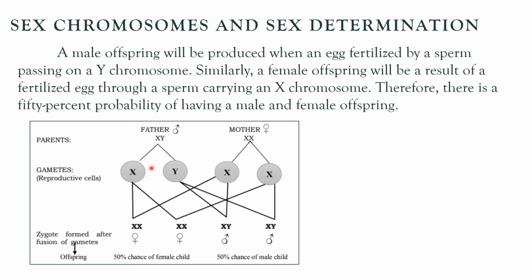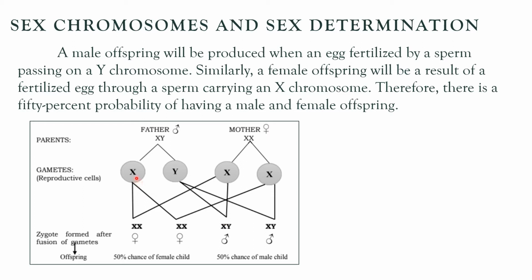So, once a certain egg cell meets the sperm cell that comes from the father, the sperm cell carries either X or Y. And the egg cell that comes from the mother carries X. Once they meet, this one meeting this one, they produce XX. So the individual they produce will be a female. Once the sperm cell that carries Y combines with an egg cell which carries X, they will produce a male.